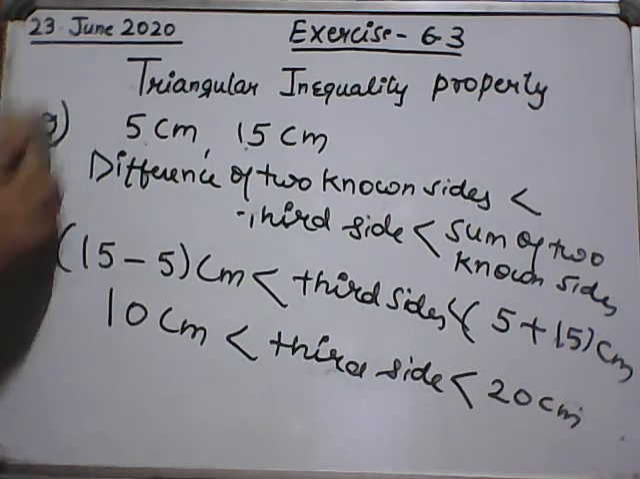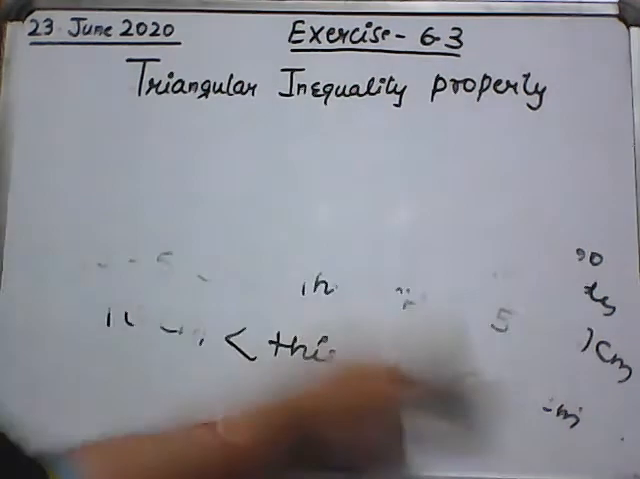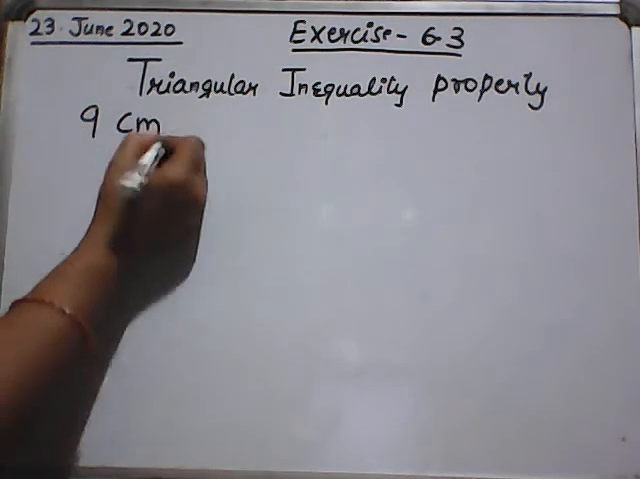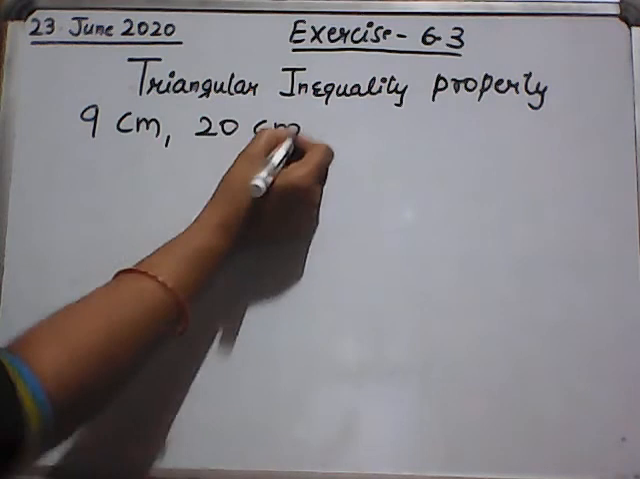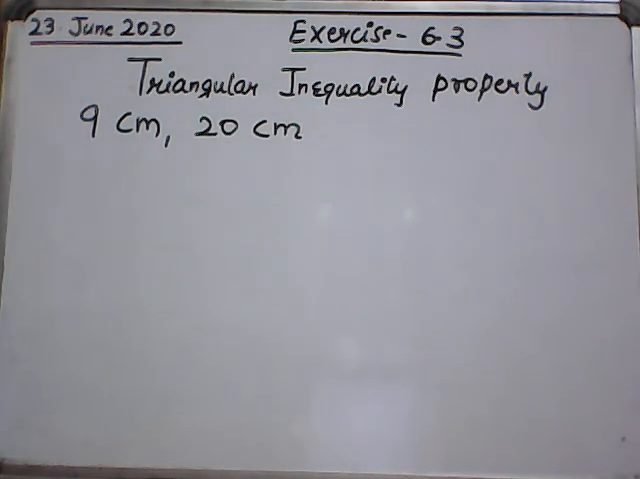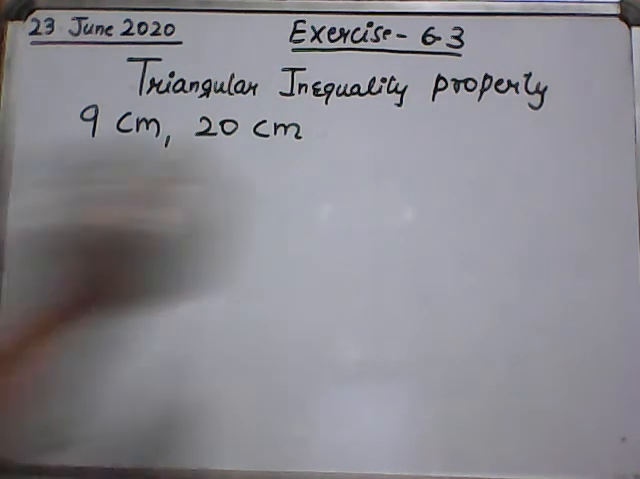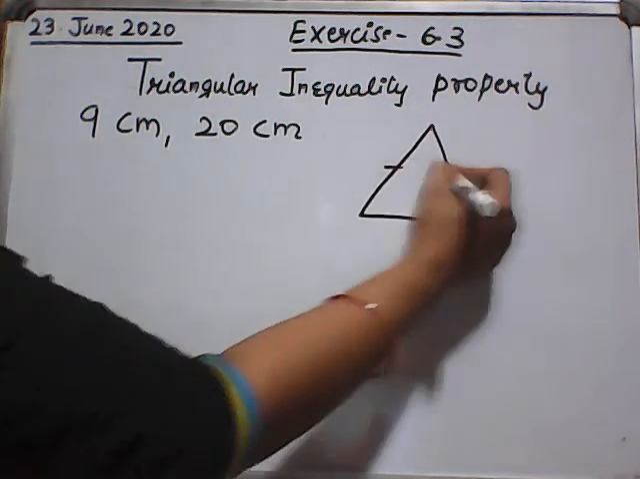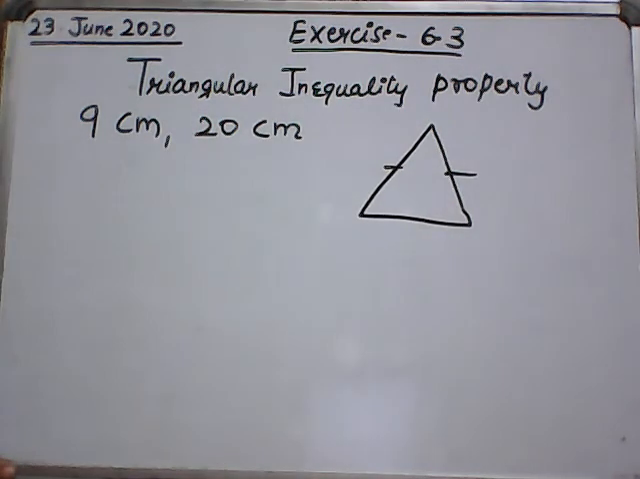Next question is, the lengths of two sides of an isosceles triangle are 9 centimeter and 20 centimeter. Two sides of an isosceles triangle are given to you. What is the perimeter of the triangle? What is the property of the isosceles triangle? We know that two sides of an isosceles triangle are equal.